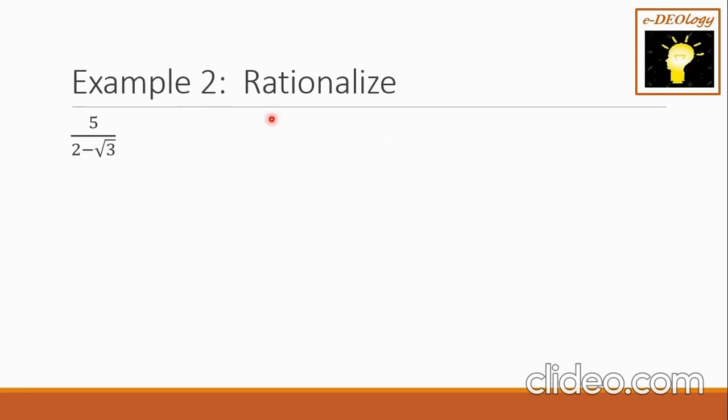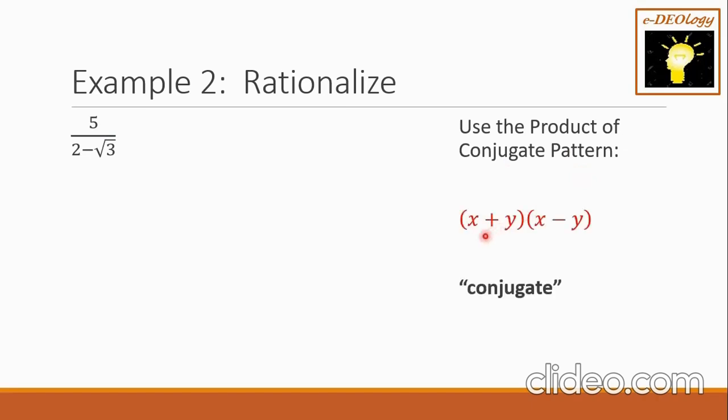Let's have example 2. Rationalize the fraction 5 over the binomial 2 minus the square root of 3. So for this binomial, our aim is to remove the radical in the denominator. We're going to use the product of conjugate pattern. What does it mean? When we have x plus y multiplied by x minus y, these two binomials here are conjugates of one another. To explain further, the conjugate of x plus y is x minus y, and vice versa. And this is one of our special products: when we multiply, the answer will be the square of the first term, then minus the square of the second term.